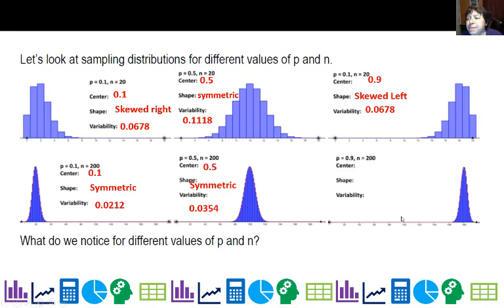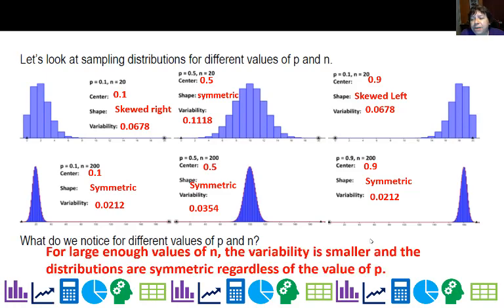Okay, now we look at a sample of 200, 10 times bigger. Center stays the same. Shape is even more symmetric. That used to be skewed, but now we've gotten enough of that np and that n times (1 minus p) rule. So we're far enough away. And the variability is about 3 times smaller because the sample size is about 10 times bigger. Square root of 10 is a little over 3.